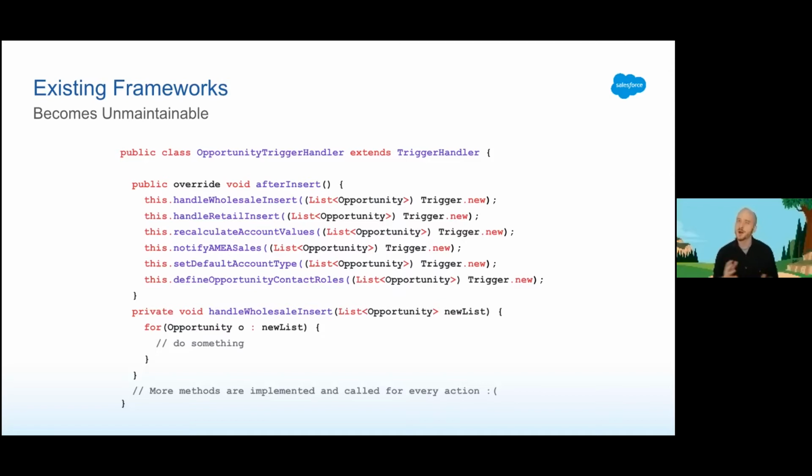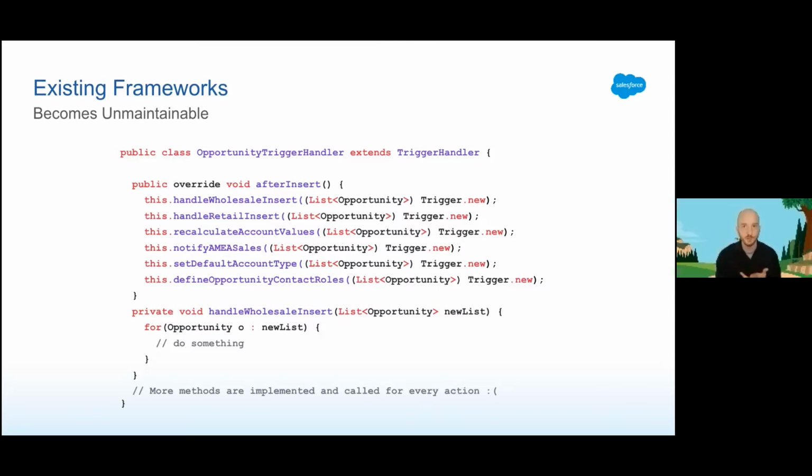And there are a couple of other things that are a little less than ideal when it comes to writing triggers in the existing frameworks. For example, if I wanted to test the logic of the handle wholesale insert method, I would actually need to insert an opportunity in my test. And when I insert an opportunity, not only am I testing the logic of the handle wholesale insert method, I'm also testing that that opportunity adheres to and can pass all validation rules.